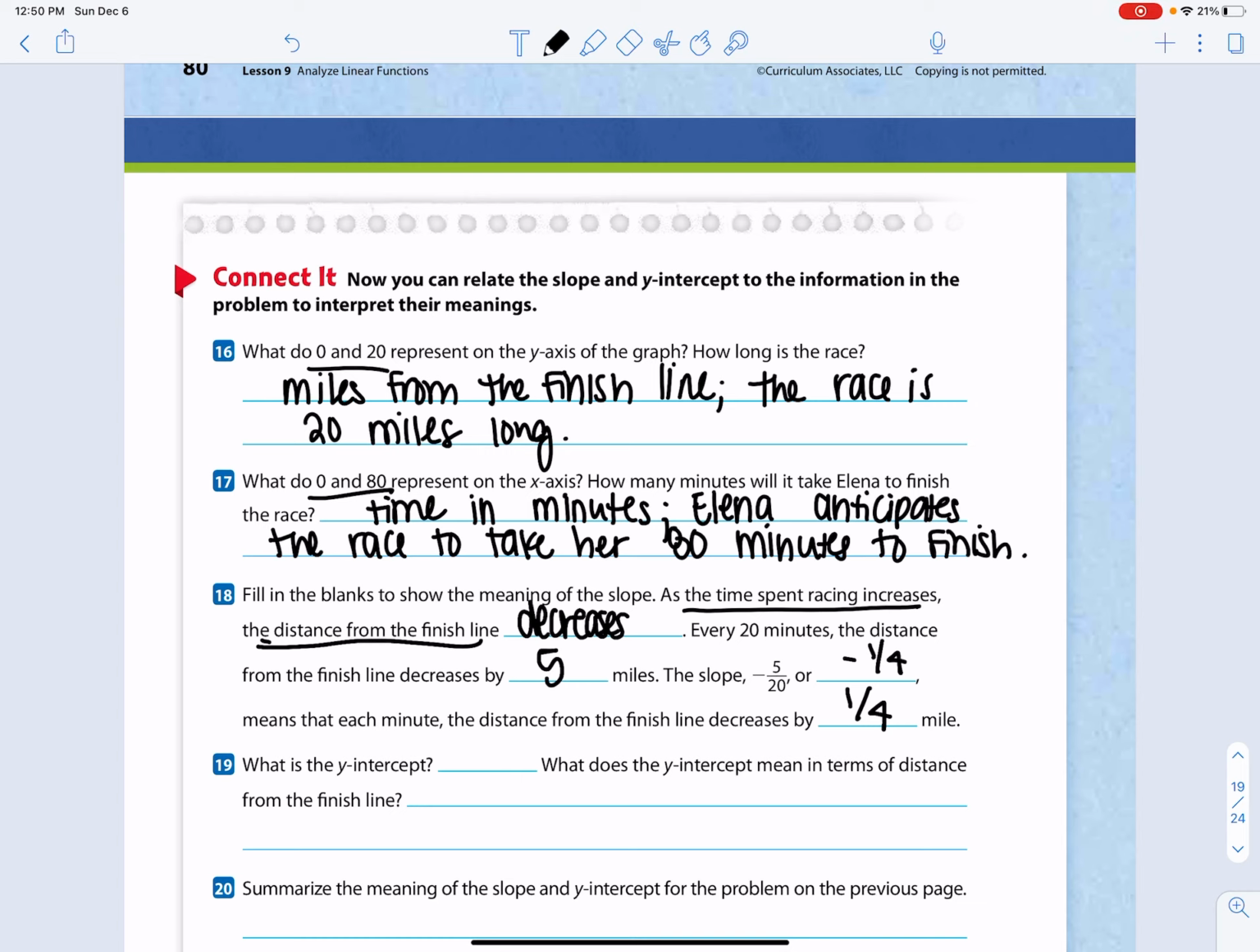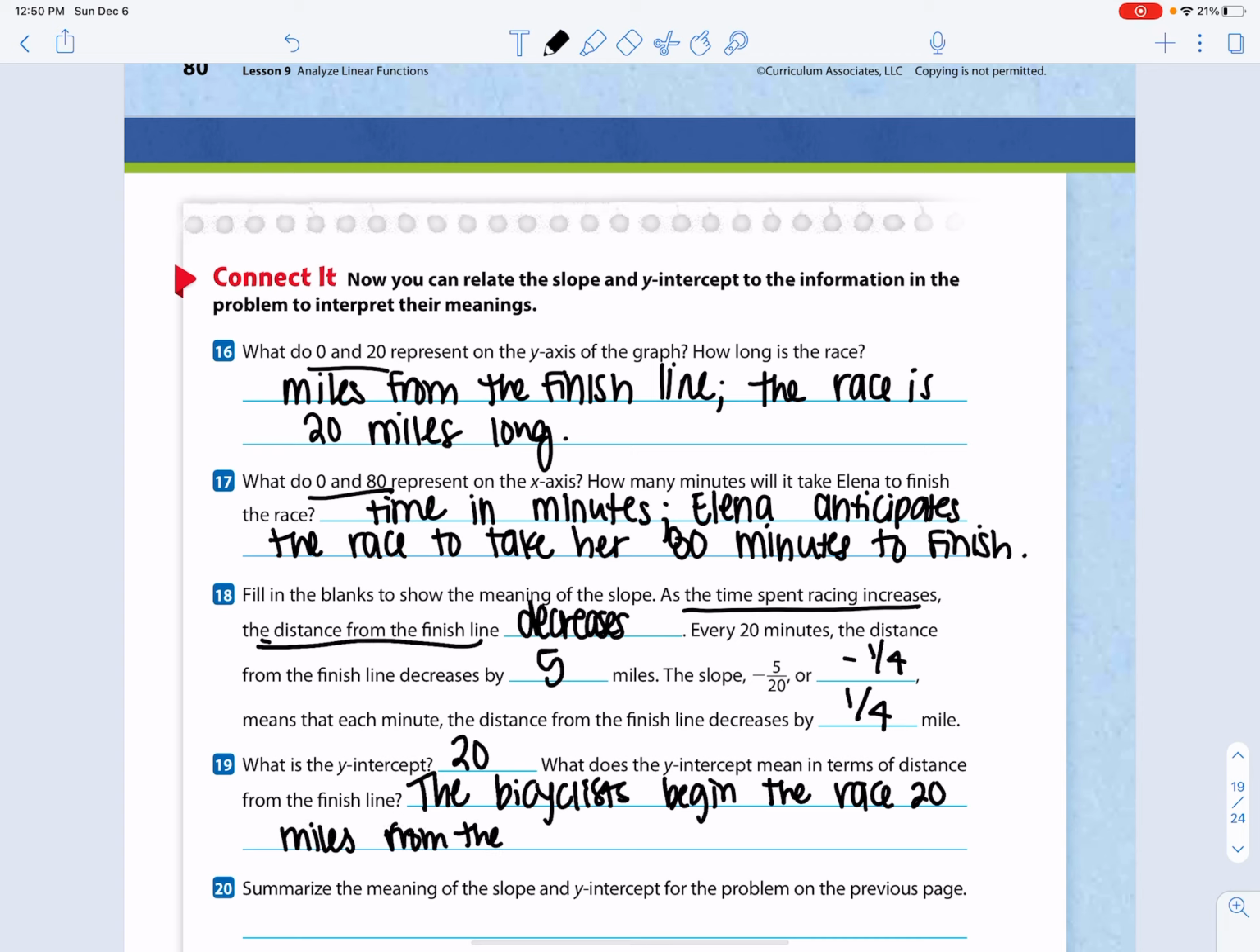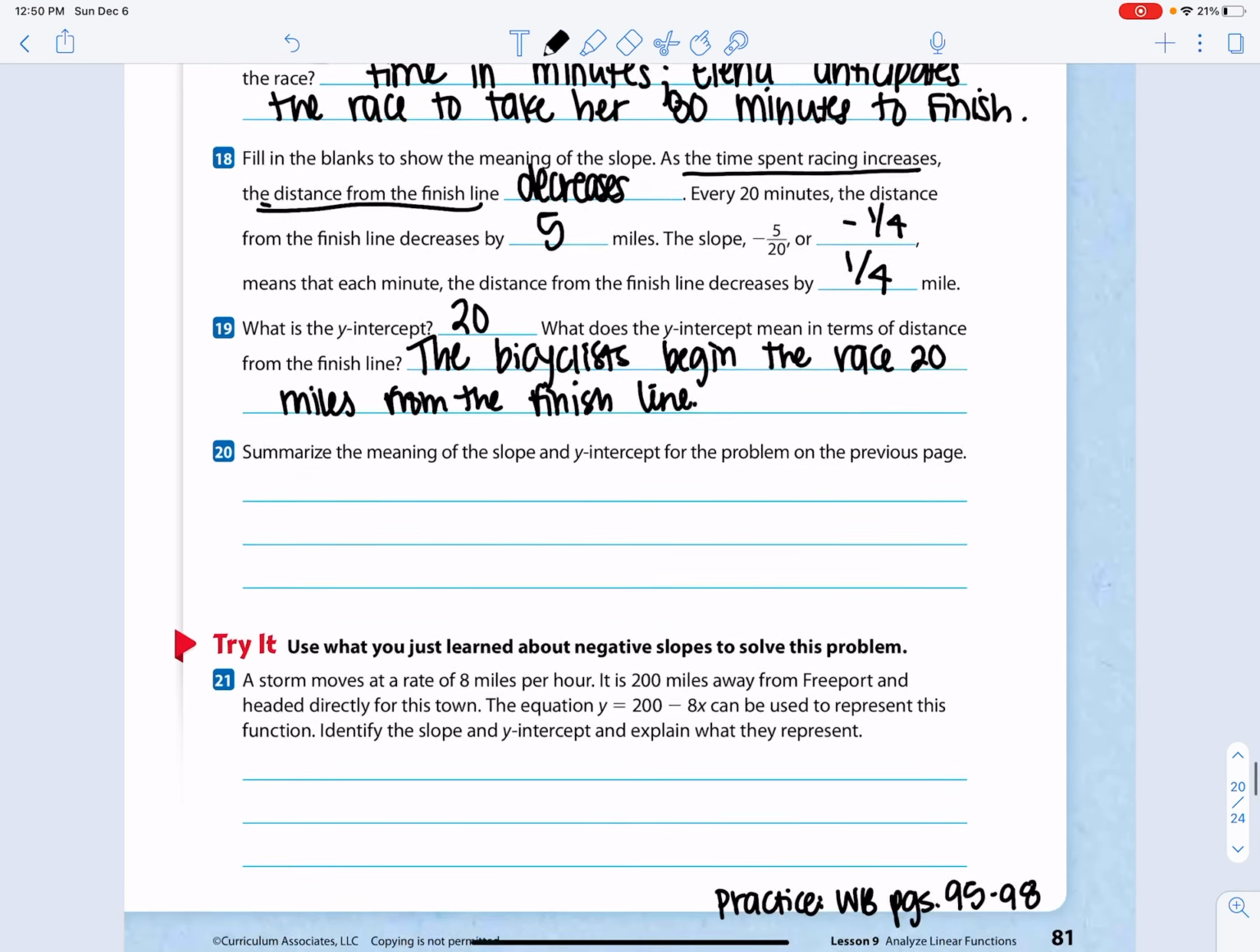All right, what is the y-intercept? The y-intercept was 20. And what does the y-intercept mean in terms of distance from the finish line? The racers, I really don't know what they're called. The racers or bikers, whatever. Bicyclists sounds better. The bicyclists begin the race 20 miles from the finish line. That's all it means.